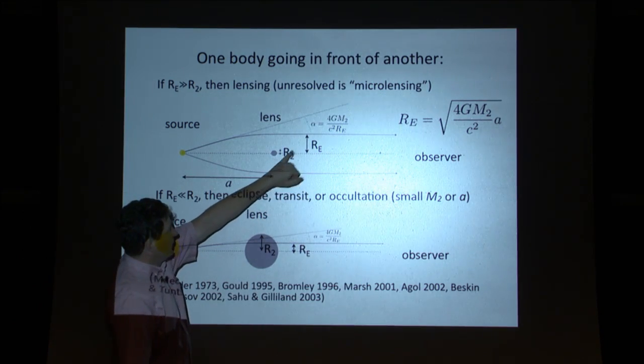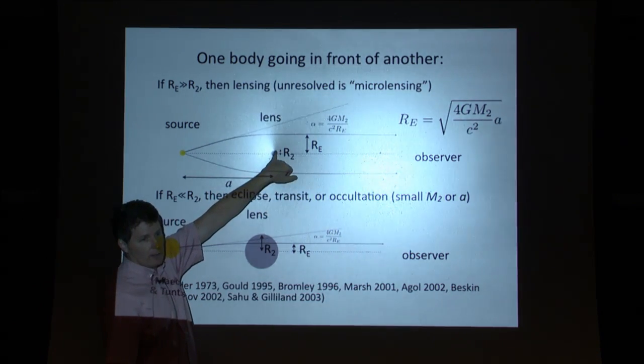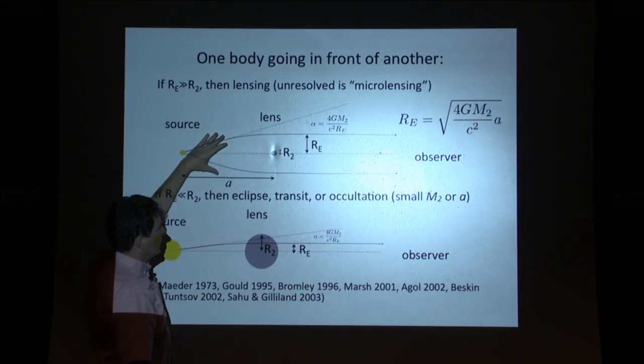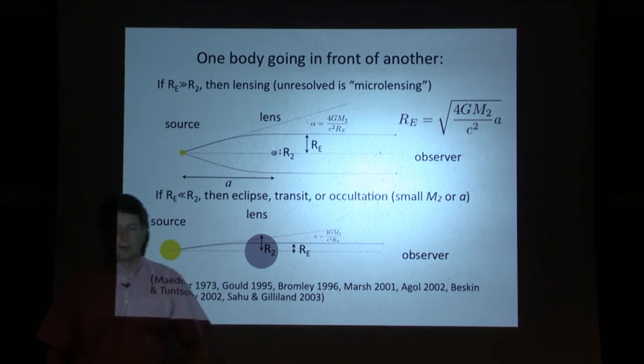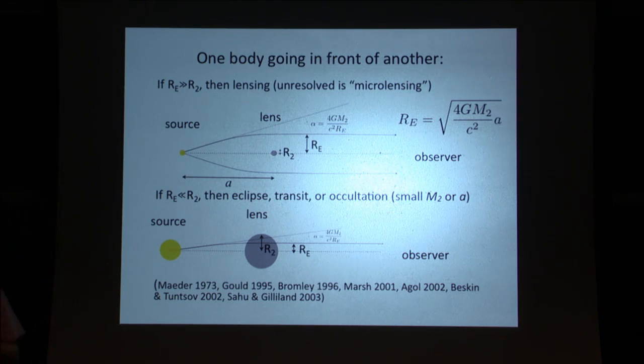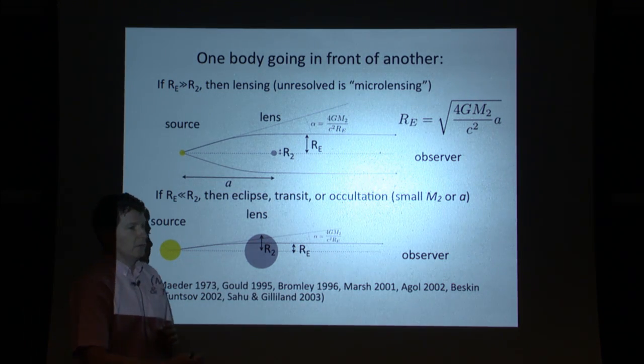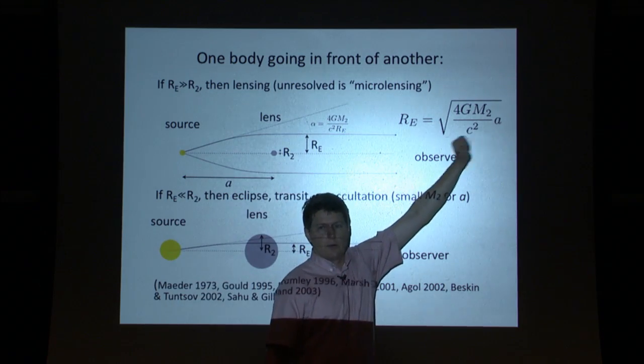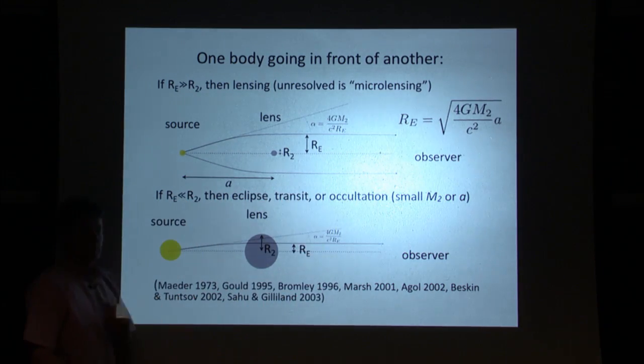So when the Einstein radius is greater than the size of the foreground object, then you get gravitational microlensing, and that occurs when the object is very small or very massive, or the semi-major axis is very large. So you get a really large Einstein radius relative to the size of the object.